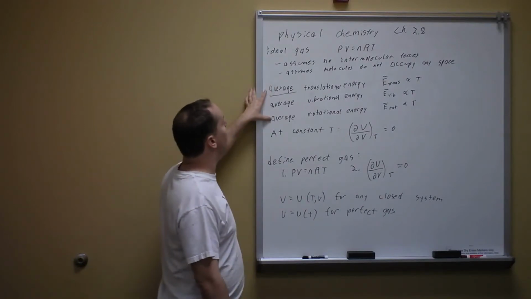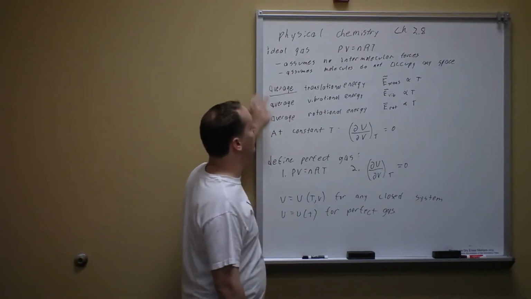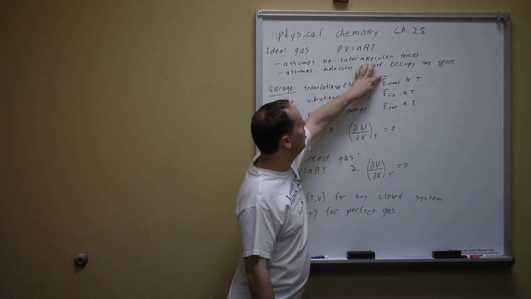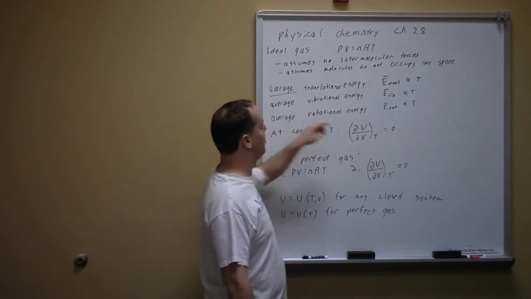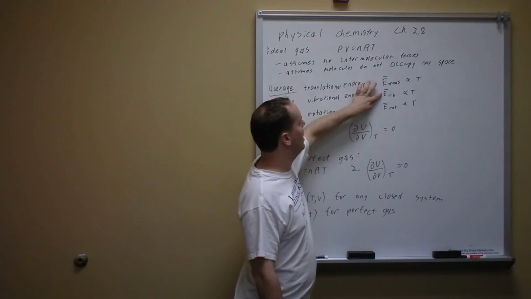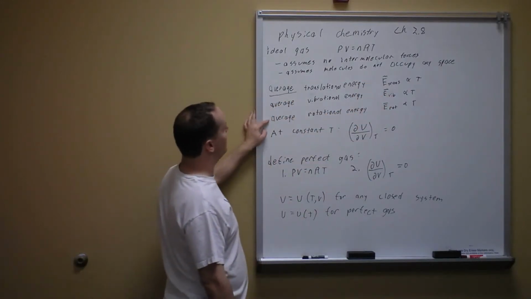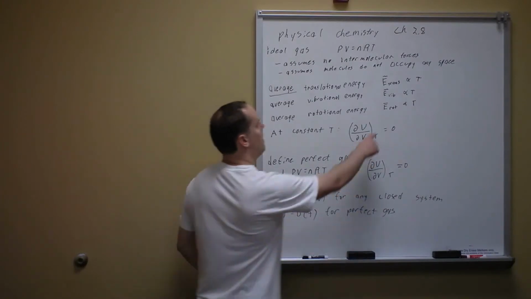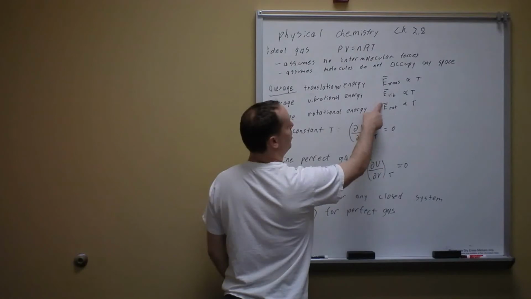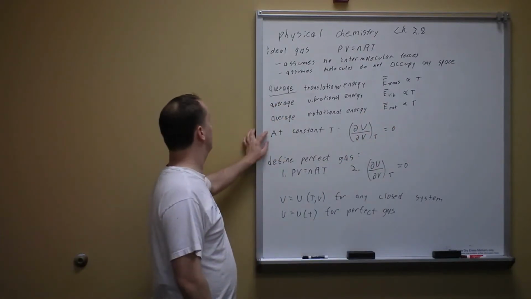Now we know that average translational energy is proportional to temperature, and we denote it E, where the bar means average and the subscript is for translational. Average vibrational energy is also proportional to temperature, and we denote that E, the bar means average, and VIB is for vibrational. And then average rotational energy is also proportional to temperature, and again E, the bar means average, and ROT is for rotational.